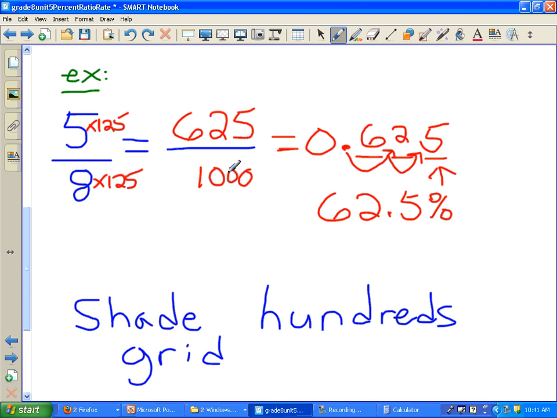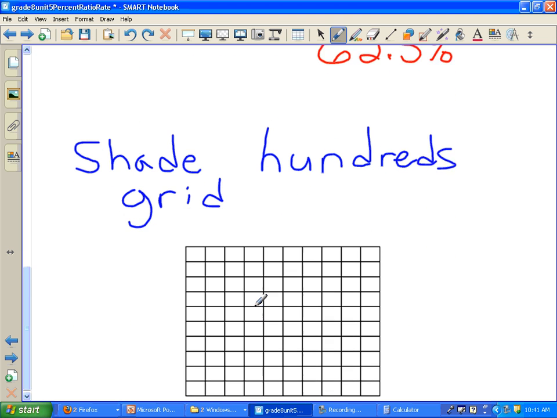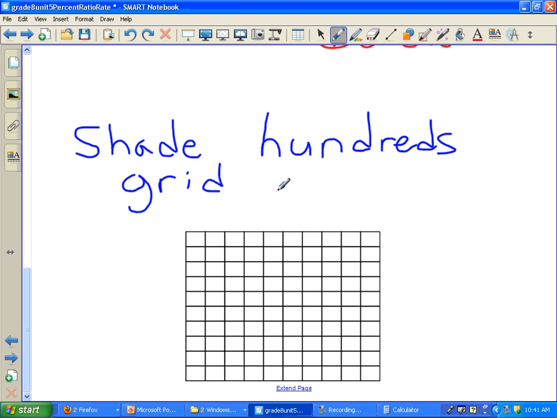The other way to look at it is 625 out of 1,000. Well, how do I make this become out of 100? I simply divide it by 10, which is the same as shifting the decimal place 1 place. So I'd better divide the top by the same amount. Now I'm shifting it 1 place, and I have 62.5 out of 100, or 62.5%. Now, how do I shade that on the hundreds grid?